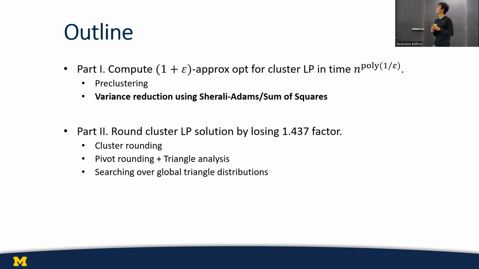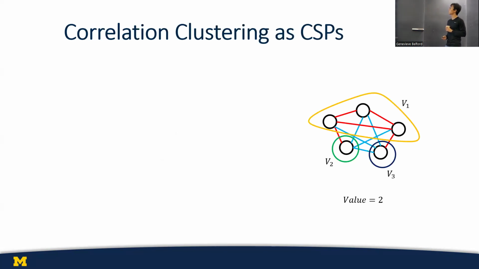The key ingredient that we are going to use is variance reduction using Sherali-Adams or sum of squares, which has been known in the TCS literature for many years, at least 10 years. So I'm going to start with that. But once you try to use it, you're going to see a problem that happens for correlation clustering. We're going to see that bottleneck, and how we can overcome it by using a notion called preclustering. Okay, let's talk about how to solve it.